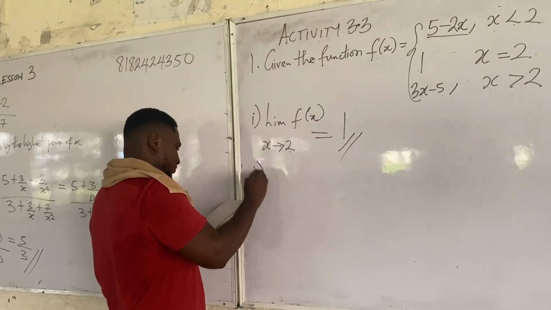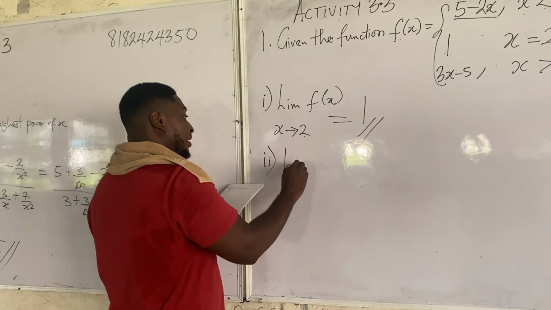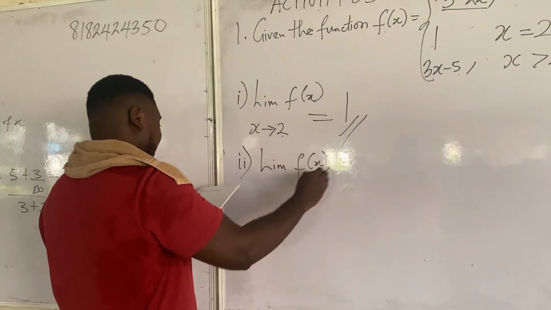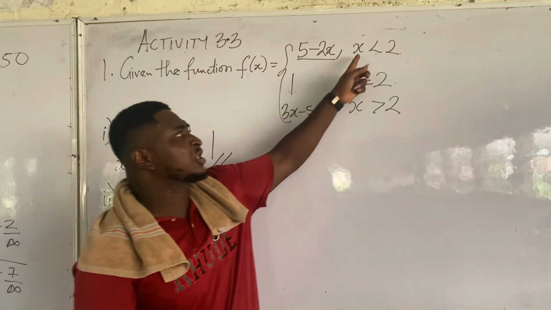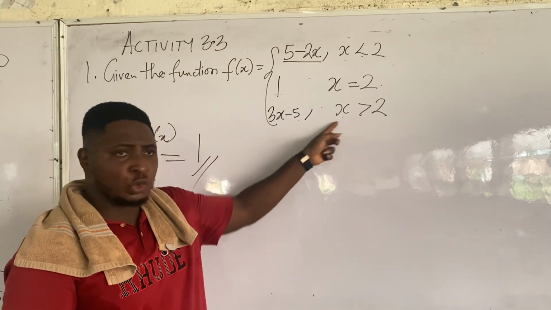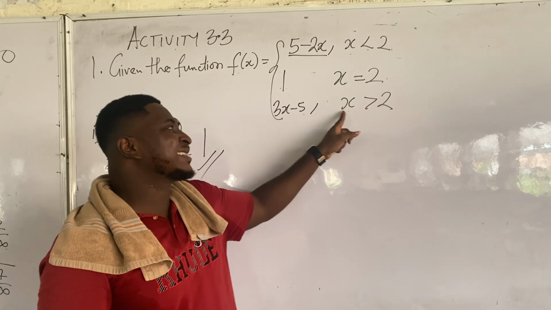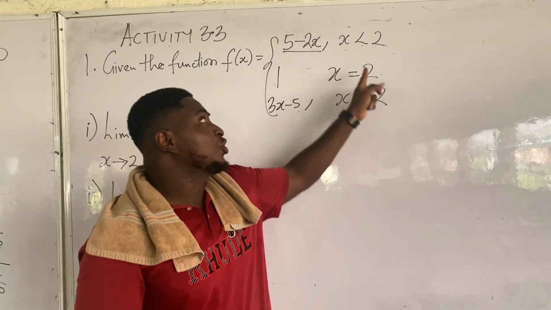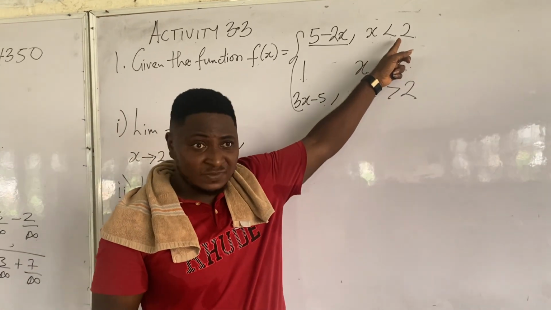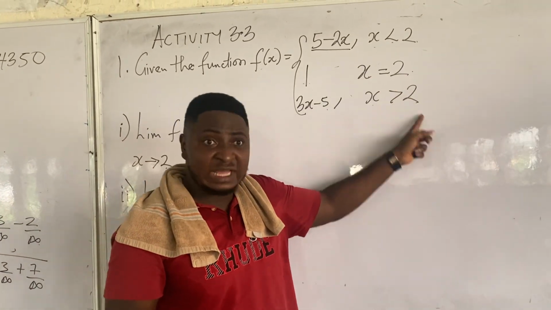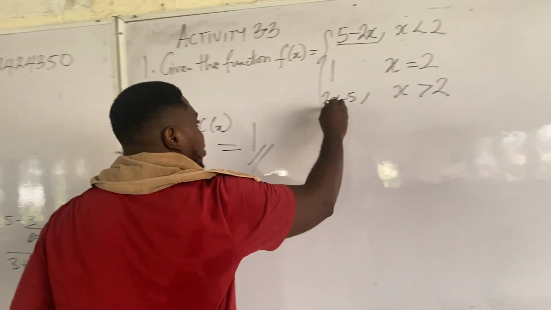I now said we should find the limit of f of x as x tends to 3. Class, which of the following conditions meets x tends to 3? The third one, because 3 means x is greater than 2. You will not use x less than 2 because x tends to 3. 3 is not less than 2, right? 3 is not equal to 2. 3 is greater than 2. So we are going to use this third one.